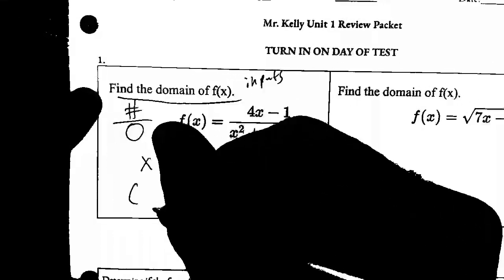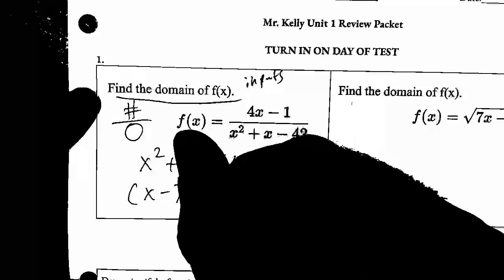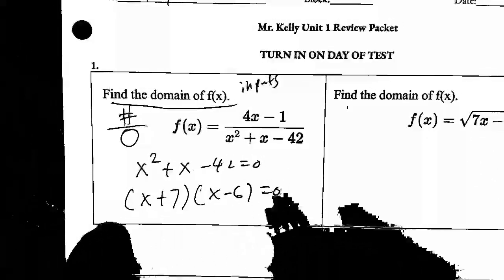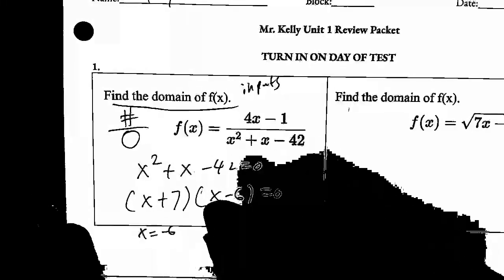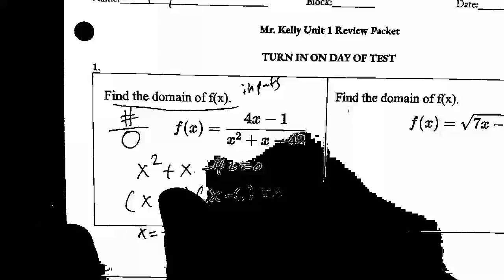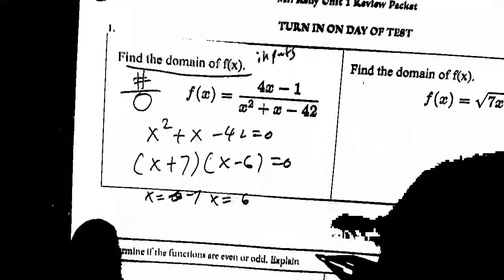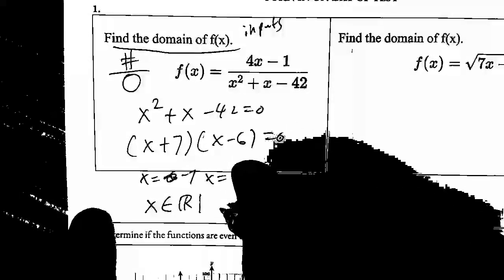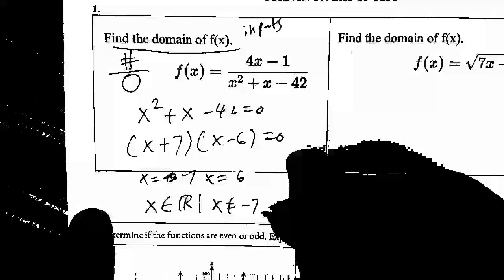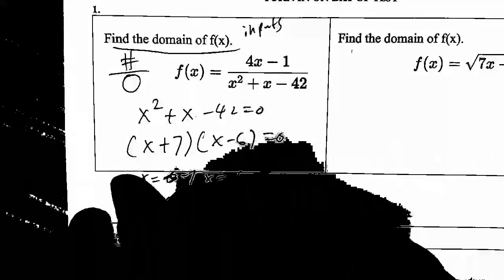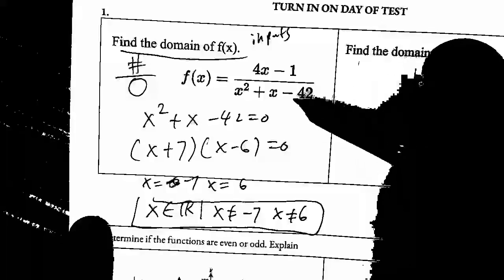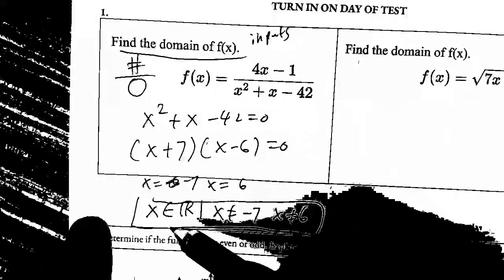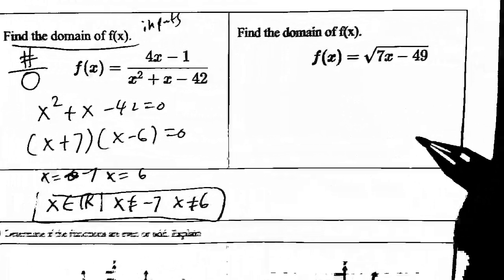We're going to solve this like normal. It's going to be x plus 7 and x minus 6. So the two places where the denominator is going to equal 0 are x equals negative 7 and x equals 6. So our answer could be x is all real numbers, but x cannot equal negative 7 and x cannot equal 6. If you're given a fraction like this, set the denominator equal to 0, and whatever that number is, it is not in the domain. So x is all numbers, but it's not negative 7 and it's not 6.